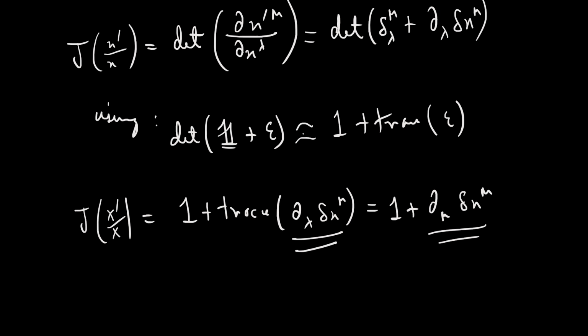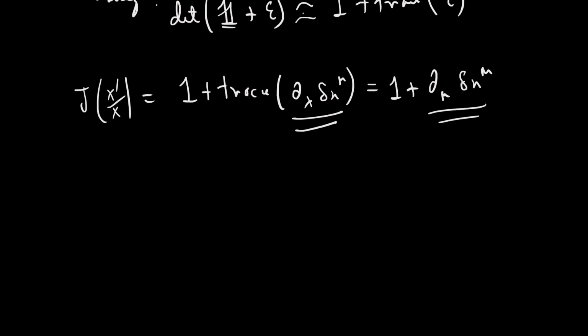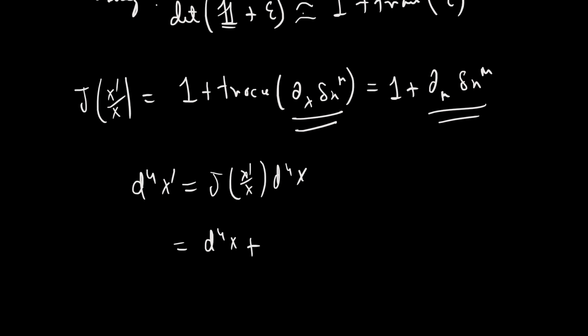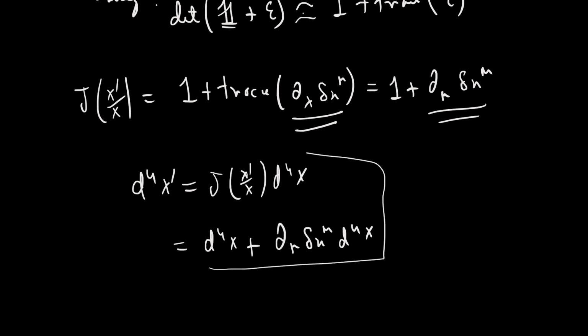Now substituting this Jacobian in this equation, d4x prime is equal to the Jacobian times d4x. So substituting the Jacobian, we get d4x plus del mu delta x mu d4x. So d4x prime is related to d4x by this equation.